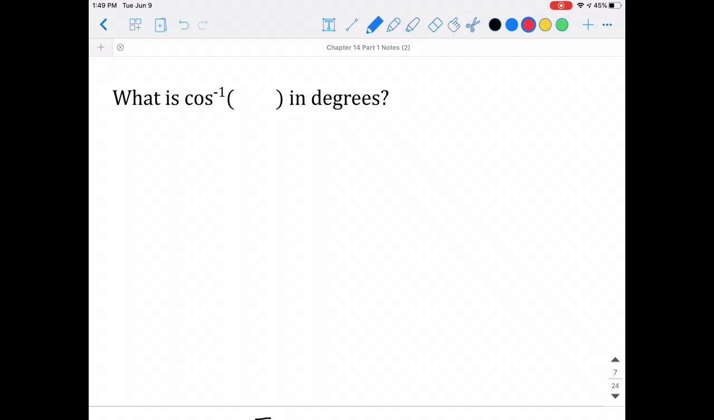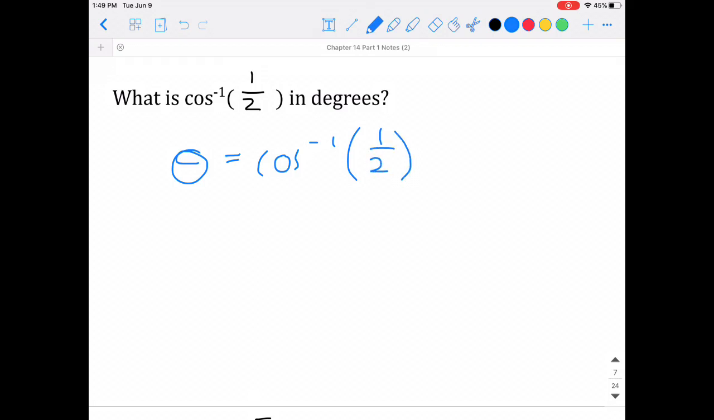When we're talking about the inverse, we're trying to solve for the angle. Oops, sorry, I erased my 1/2. We're trying to solve for the angle, so we're solving for theta when cosine is equal to 1/2. We're given our answer and we're trying to look for the angle that gives a cosine value of 1/2.